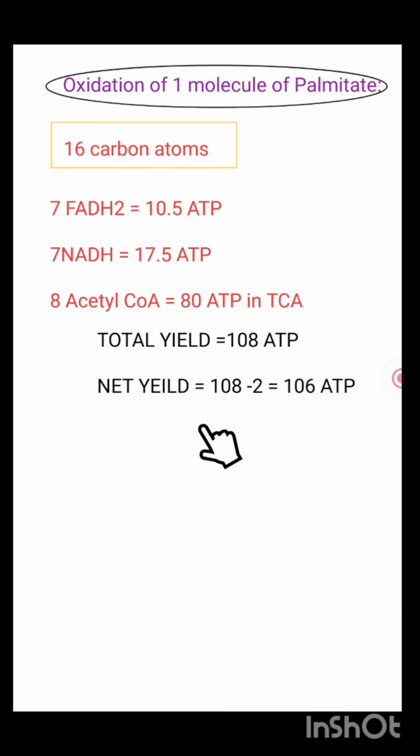Now, remember the activation process of free fatty acids. We used 2 ATP molecules in that process. So we're going to subtract the 2 ATP molecules that we used in the activation of free fatty acids to form a fatty acyl-CoA. And once we subtract that, we're going to get a net yield of 106 ATP molecules just from one molecule of palmitate.